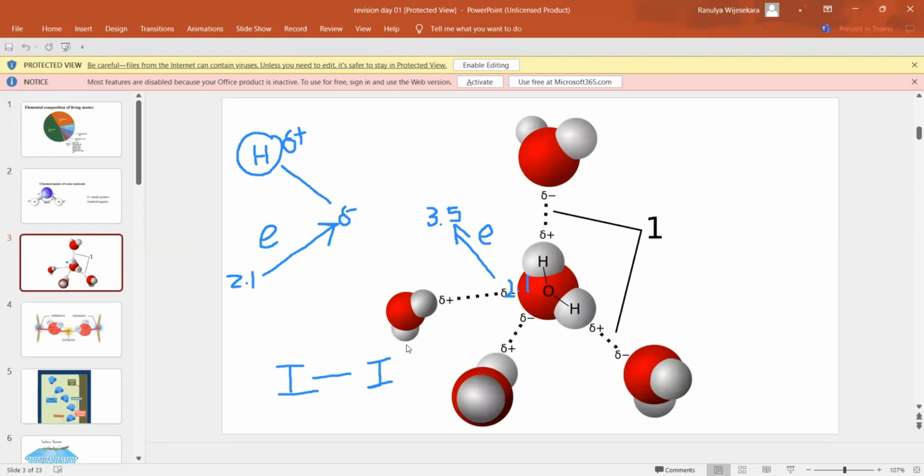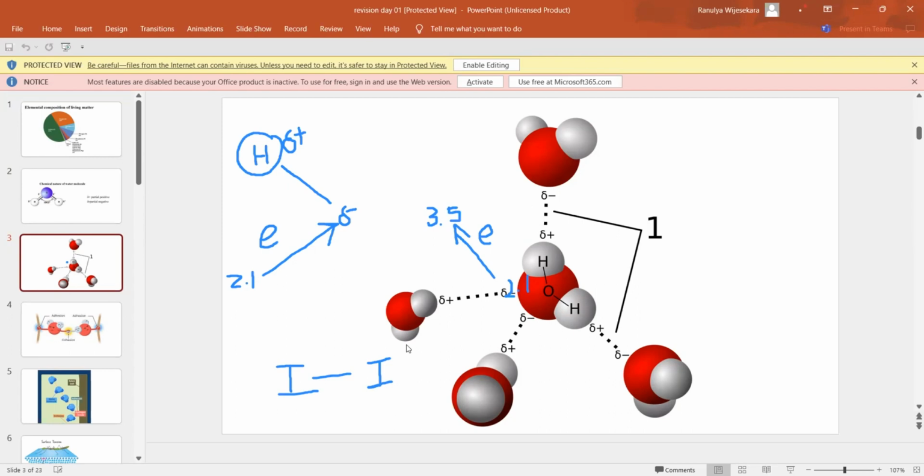So since these oxygen and hydrogen atoms are charged, right? Since the oxygen atom is slightly negatively charged and hydrogen atom is slightly positively charged, they can produce weak attractions with other water molecules or within the same molecule. Those are called hydrogen bonds. The strength of the hydrogen bond depends on the state of water.